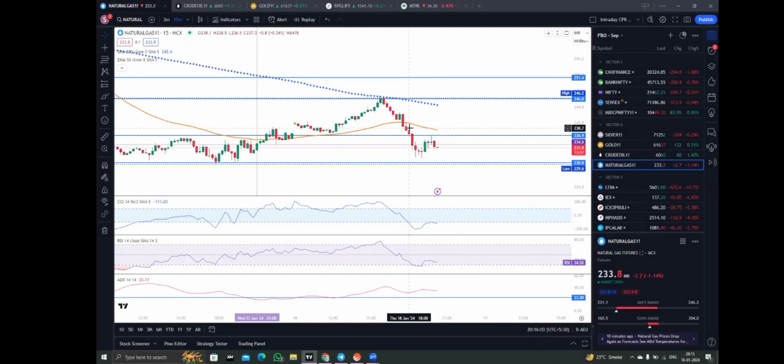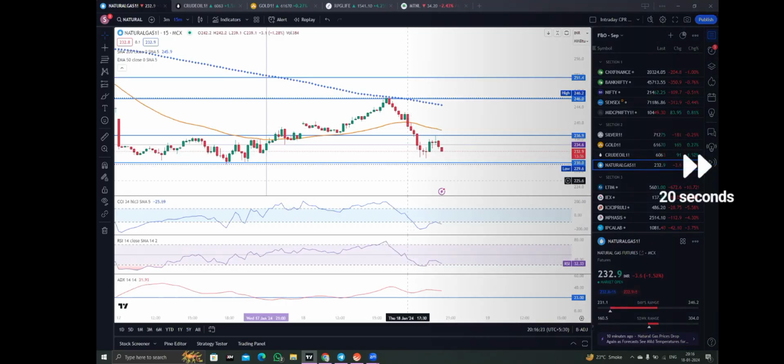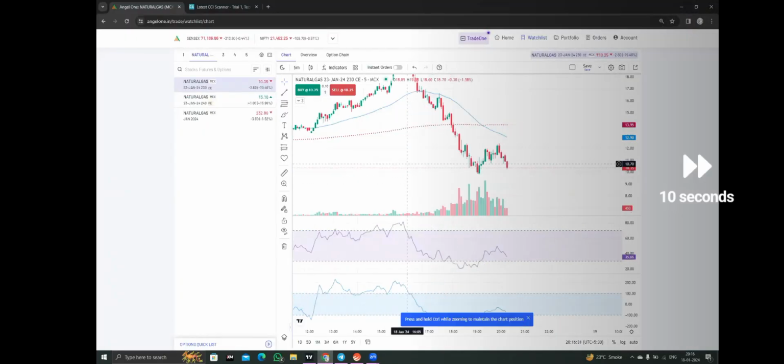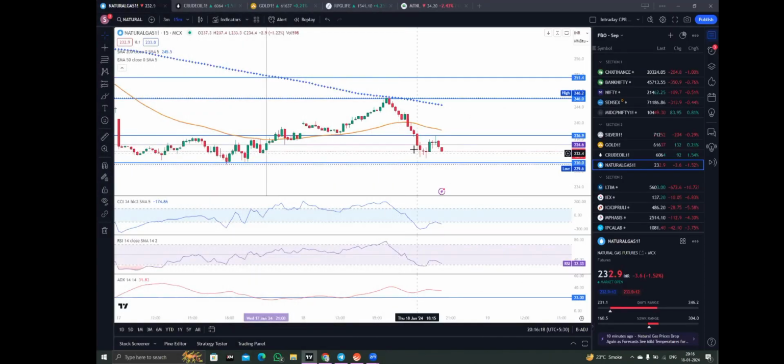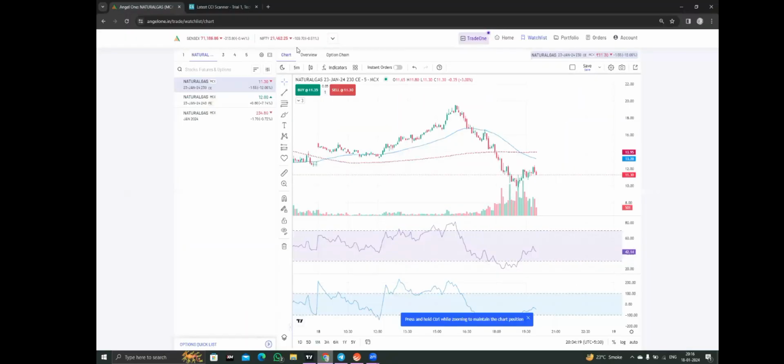In natural gas, I'll show you something. उसमें 2-3 रुपया भी is actually a very good movement. So this is how it works. I'll show you something, right?